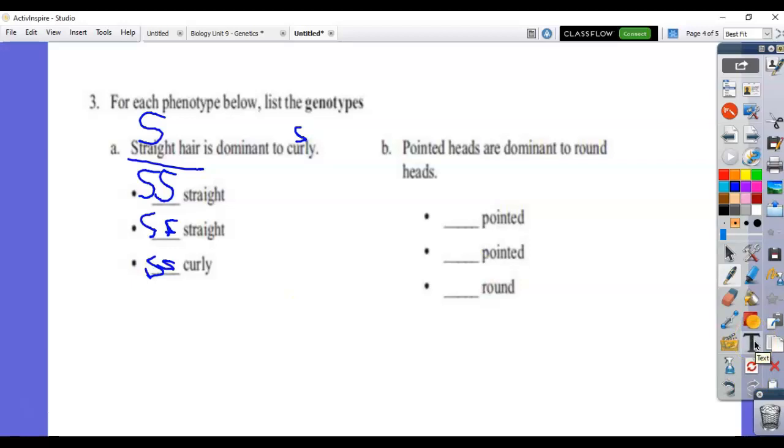Pointed heads are dominant to round heads. Okay, so we know capital P is going to be for pointed, round is going to be a little p. So what are my letters for pointed? Big P, big P. What else could I get? A big P and a little p. And then what about round? Little p, little p.